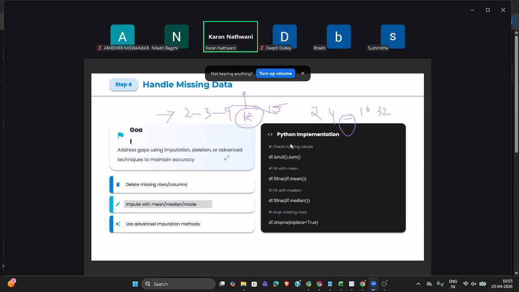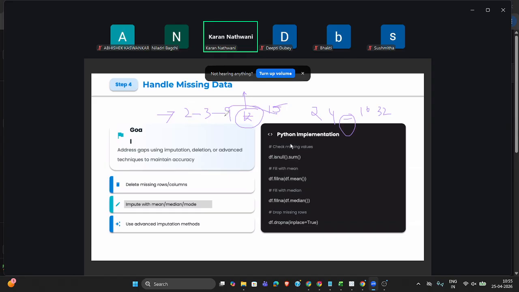I'll tell you why. Because more important is to fill the data first of all, because leaving the data itself will give you errors. So what you do, just think in that way. I'll tell you how to justify this answer.